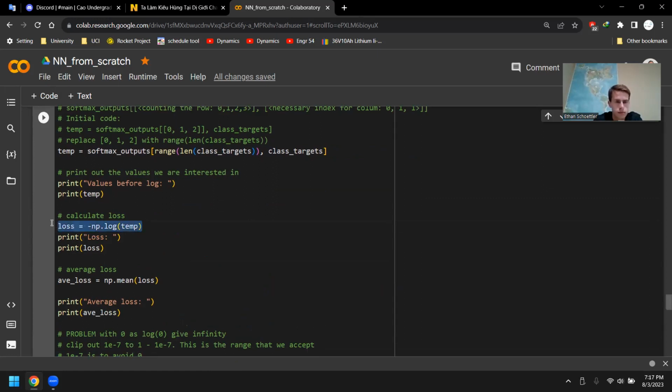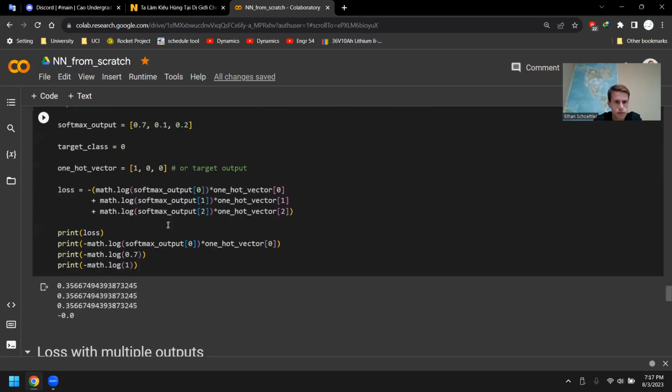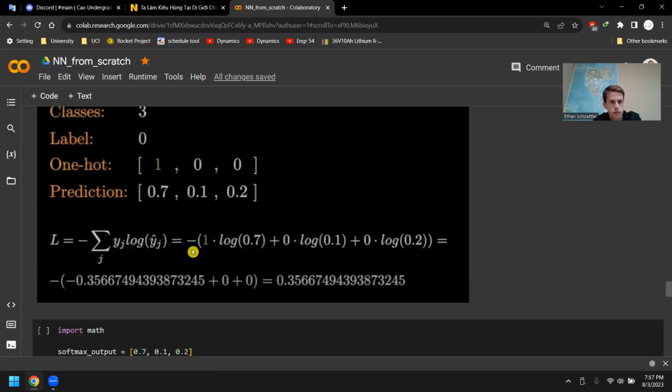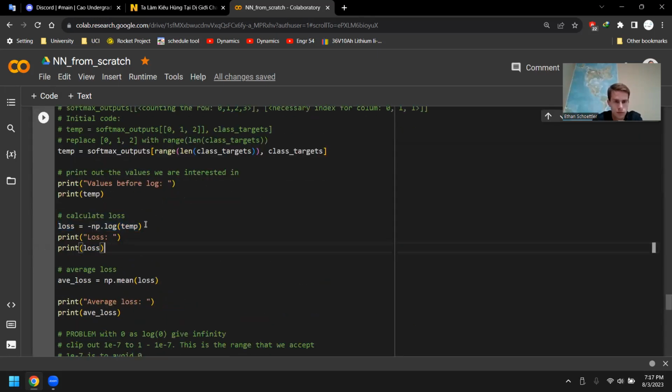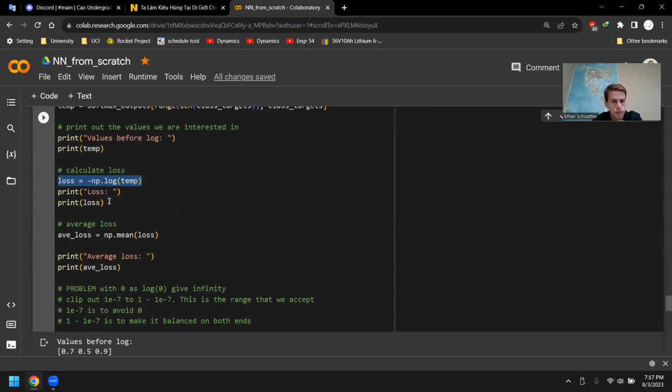And then you can take the log of all these values. So far, if you look at the loss function, I extract out, for example, for this, I extract out 0.7 already. So I take the log of 0.7, and then the 1 doesn't really matter. And then you take a negative and you're done with this. So over here, I simply take the log of that number, but not just one input, it's like 3 inputs at the same time. Then I print out the loss.